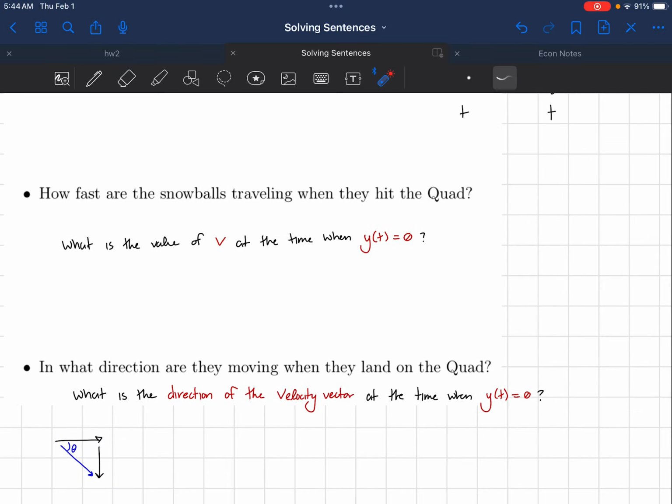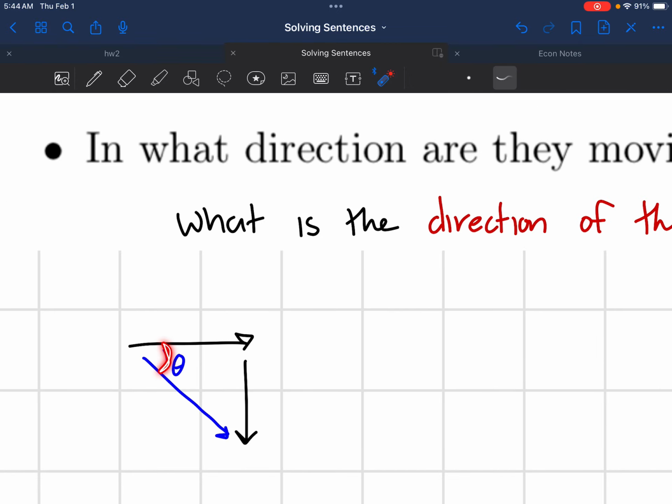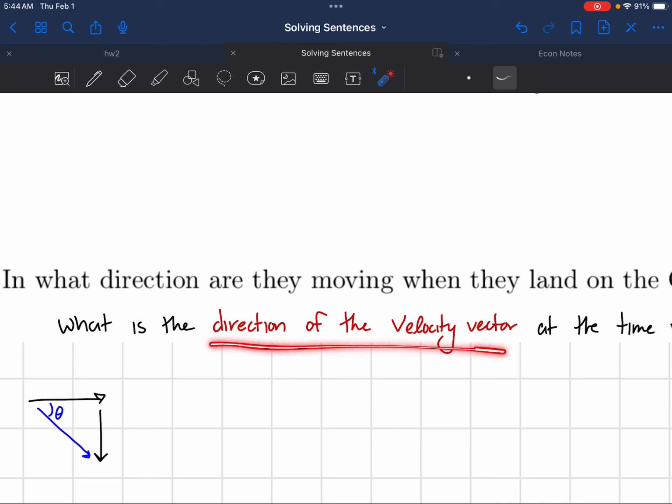Right? So we can refer to this theta, so I can say, what is the value of theta if I draw my triangle out like this? Or I can ask myself, what is the direction of the velocity vector? Right? And that's defining it the same way. It's theta degrees below the horizontal. So this is another way of phrasing this.